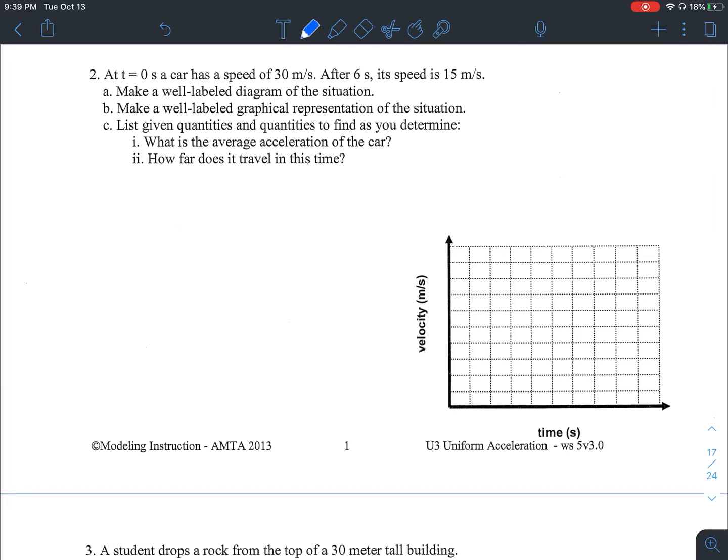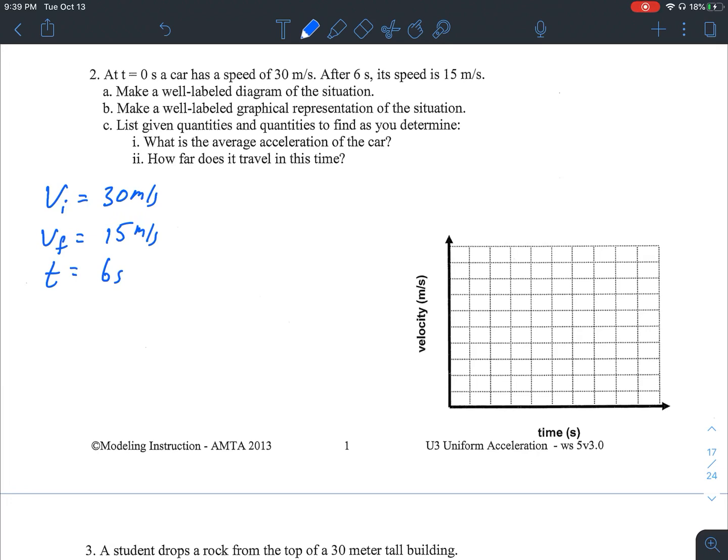So in number two, we have a car that has a speed of 30 meters per second. After 6 seconds, its speed is 15, so obviously it was slowing down. So I'm going to go through and identify all the variables that are given. Our initial speed at time equals 0, so it's hinting at the start of our observation. And we know our final velocity is going to be 15, and the time that takes is 6 seconds. So hopefully we can have a well-drawn diagram labeled with those variables, maybe two different scenarios of the cars. Maybe get a little fun with it.